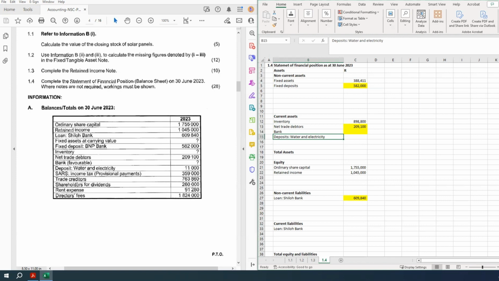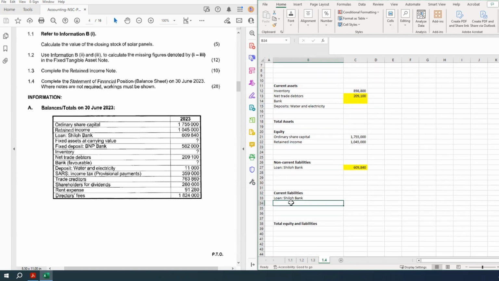All right. So the next is trade creditors. That forms part of my current liabilities. Right. So there we go. Okay. So the amount that's been provided there is 763,860.